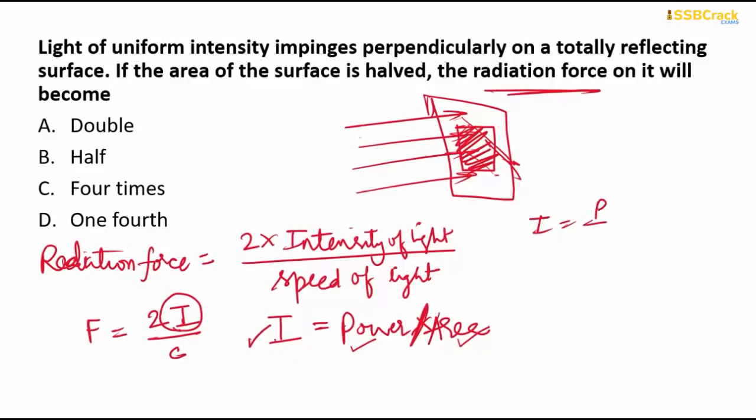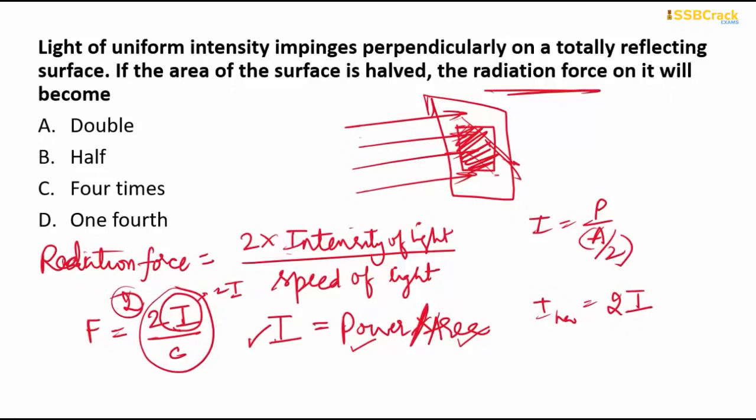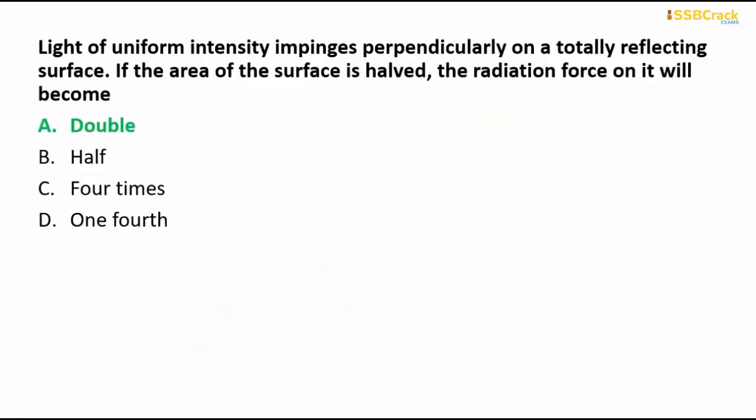Why? Because I is equal to P by A, but A is now becoming A by 2. What will happen to I? New I will be equal to 2 into I. Intensity will be twice. Now when intensity becomes 2I, this whole value will become double. Correct. So the correct answer for this is option A, double. So whenever uniform intensity light impinges perpendicularly on a totally reflecting surface, if the area of the surface is halved, then the radiation force will become double. This is what you have to understand and remember.